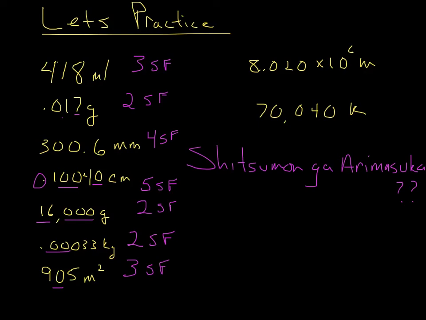8.020 times 10 to the 6th meters. 4 Sig Figs. In scientific notation, whatever is written in front of the times 10, this is always significant. And then 70,040 Kelvin. These zeros are middle zeros. This 0 is a trailing 0. There's no decimal point, therefore we do not count that one. So I'm counting 4 sig figs.